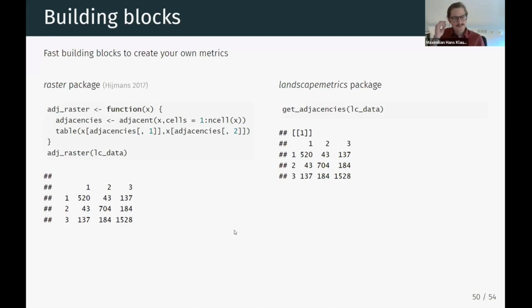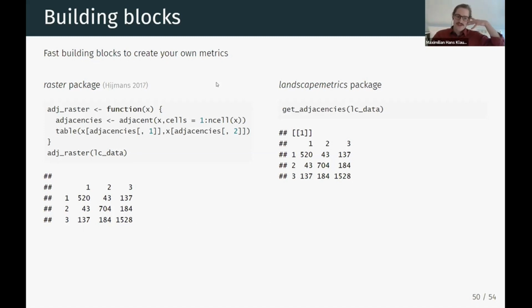So what do I mean by that? For example, one of the building blocks you can see on the right-hand side is the get adjacency function. What the get adjacency function does is return a matrix where you can see the adjacencies of the cells. Here in the example, if you remember, we have 3 different cover classes: 1, 2, 3. And you can see the adjacencies between the different classes. On the diagonal, you see whenever a cell of class 1 neighbors the same class, and so for class 2 and class 3, and you see how often class 1, for example, neighbors class 2.